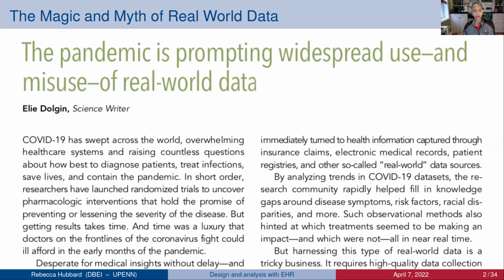So here's the first one. It says the pandemic is prompting widespread use and misuse of real-world data. So what we saw early in the pandemic was a situation where medical providers, clinicians, were faced with a need to make treatment decisions in an almost total absence of evidence about the relative effectiveness of different therapeutic options for treating patients with COVID-19. So what people started to do was use electronic health records and medical claims data to answer those questions, because the data were readily available.